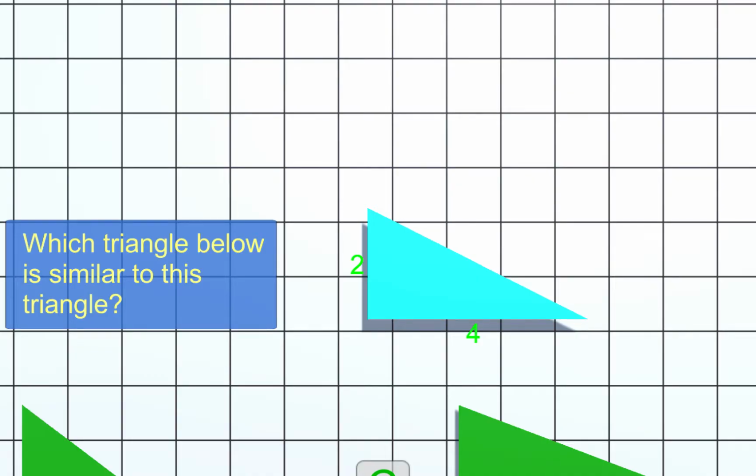Which triangle below is similar to this triangle? What does similar mean here? In geometry, similar means the lengths of the sides in each triangle have the same ratio.